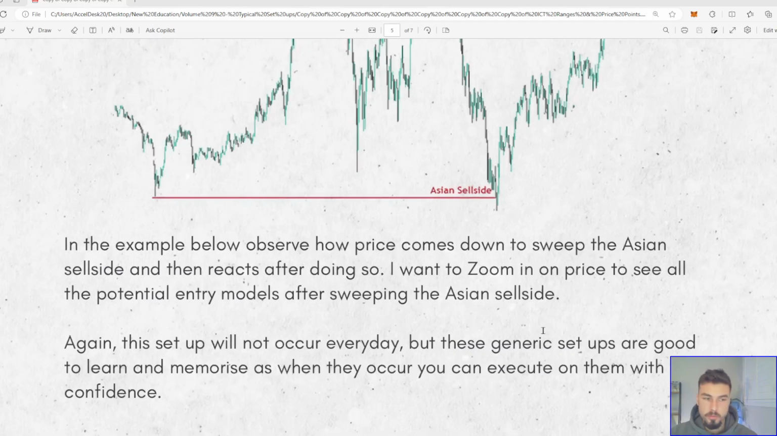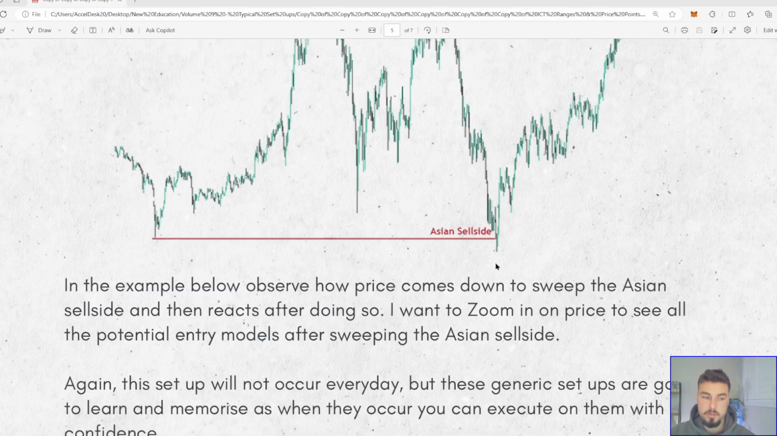Beautiful. So in the example above, notice how price comes down to sweep the Asian sell side and then reacts immediately after doing so. All we gotta do then, keep it nice and simple. You've swept your liquidity, you're looking for an entry model.